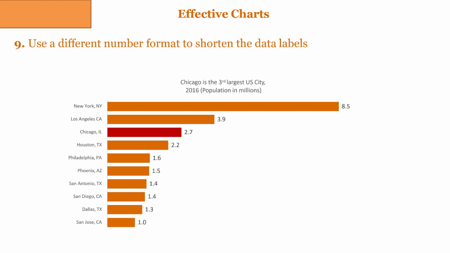Another thing we needed to do is use a different number format to be able to shorten the data labels. So here we have 8.5, 3.9, and 2.7, and this makes our data much more presentable.